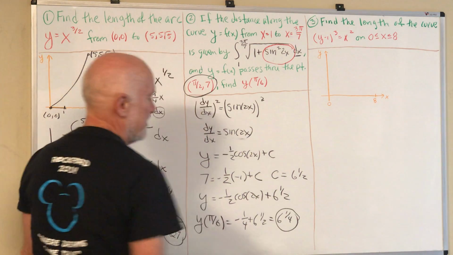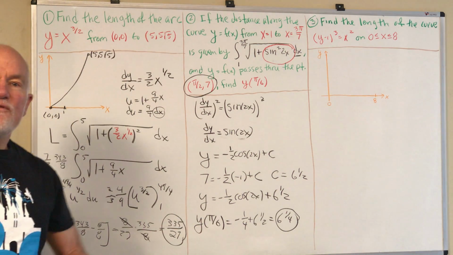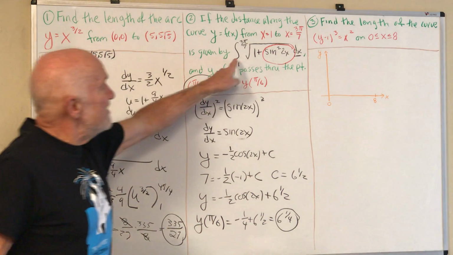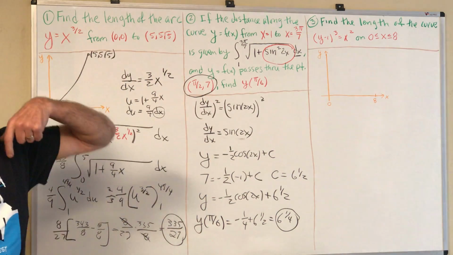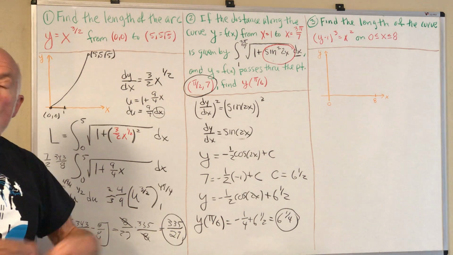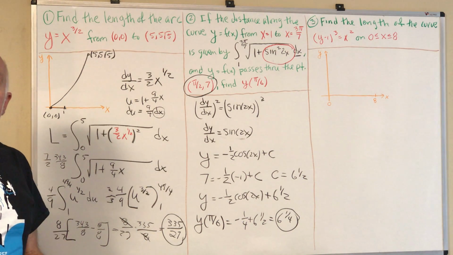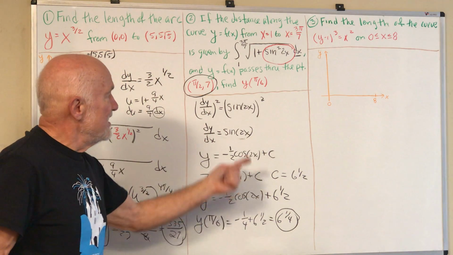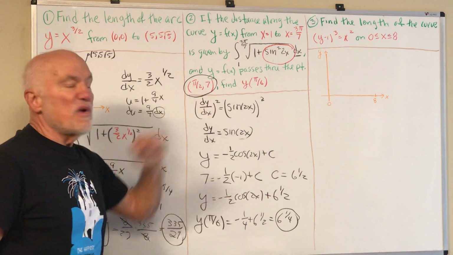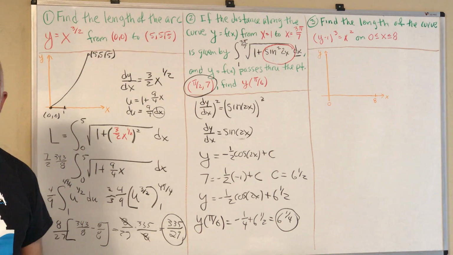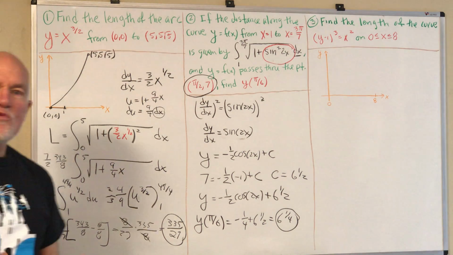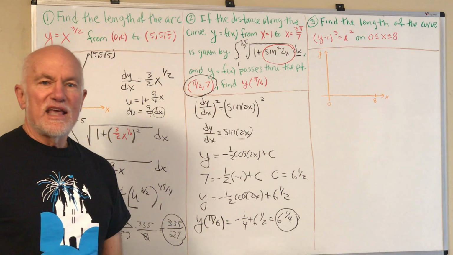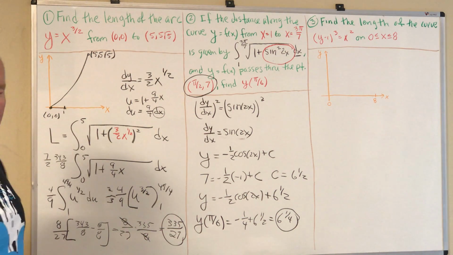6 1/4. So that one wasn't finding the length along the curve, but it was taking our knowledge of how to find the length along the curve to figure out what dy/dx must have been, and then our knowledge of how to solve differential equations to find out what y is so that we could plug in pi over 6. So this is when you're really showing all your knowledge of calculus, or at least a lot of it.